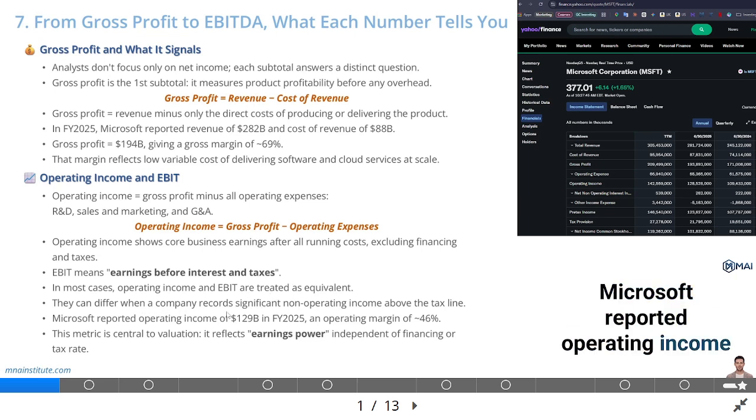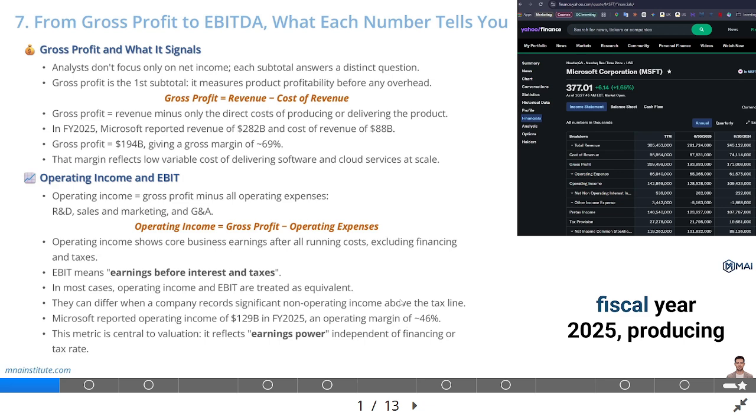Microsoft reported operating income of $129 billion in fiscal year 2025, producing an operating margin of approximately 46%. This metric is central to valuation because it reflects earnings power independently of how the company is financed or what tax rate it faces.